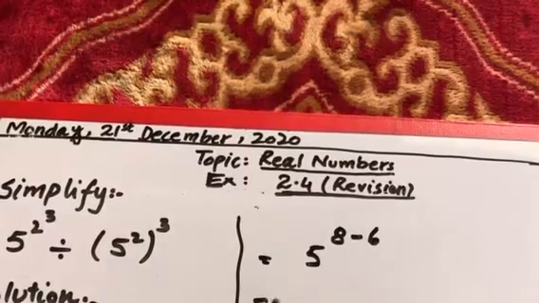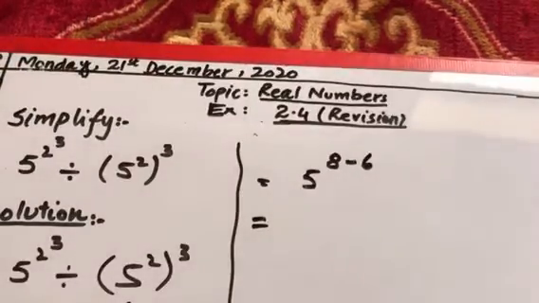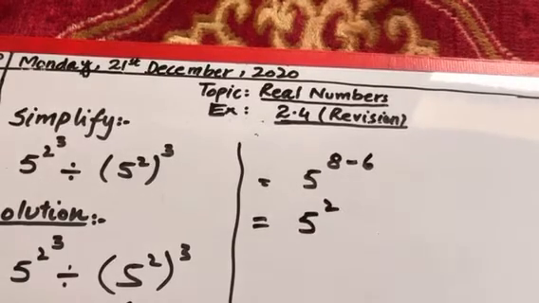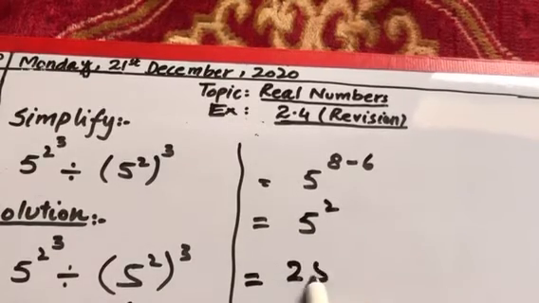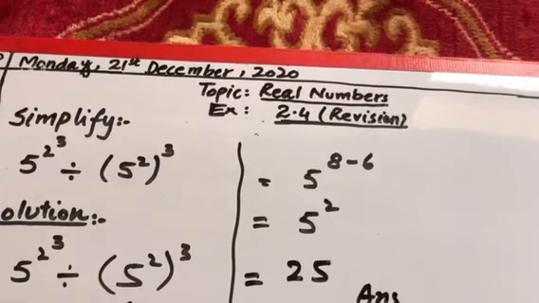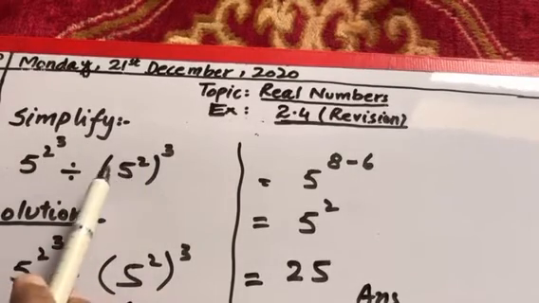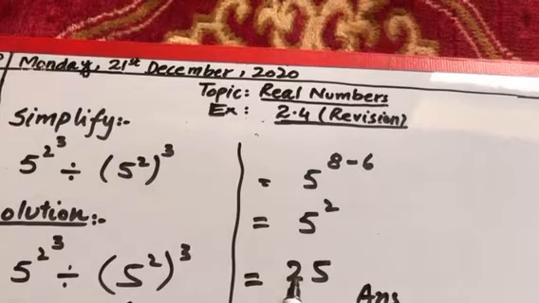6. By simplifying 5 raised to power 8 minus 6, we will have 8 minus 6 becomes 2. So we have 5 raised to power 2. If we simplify 5 square, it becomes 25. So it is our answer, and it is the simplified form of 5 raised to power 2 raised to power 3 divided by 5 raised to power 2 and whole raised to power 3. If we simplify this, we will have the number 25.